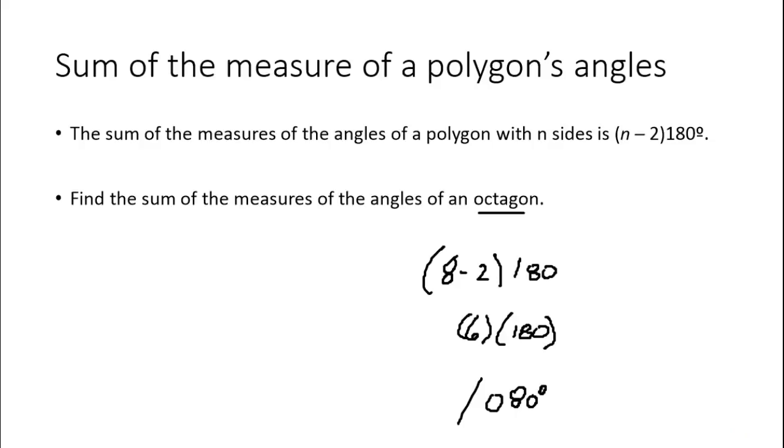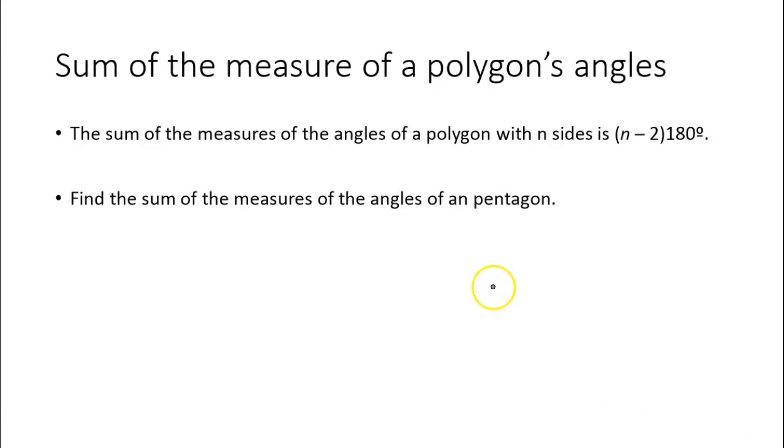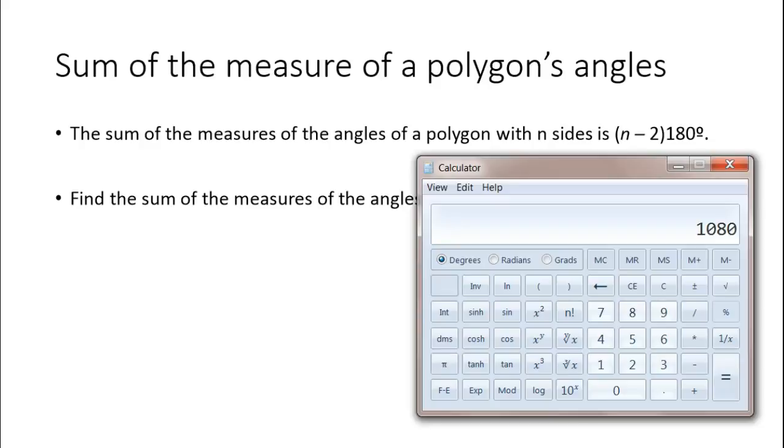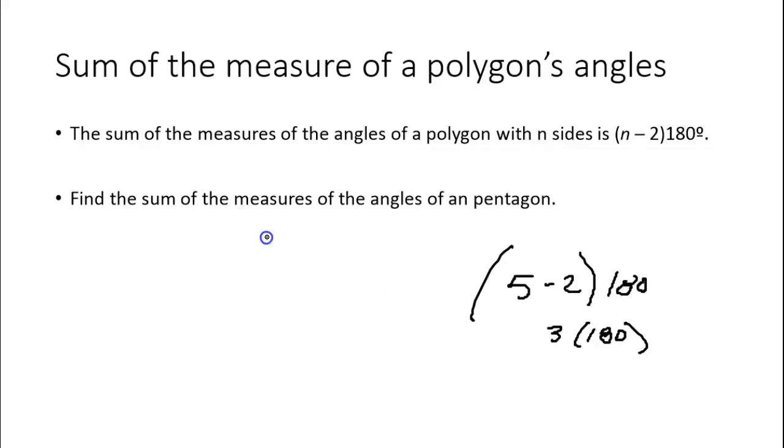I think I've got one more here. A pentagon. How many sides does a pentagon have? 5, so I would say 5 minus 2 times 180. So that would be 3 times 180. Get out my calculator one more time. 3 times 180 equals 540. So that would be the sum of the interior angles of a pentagon.